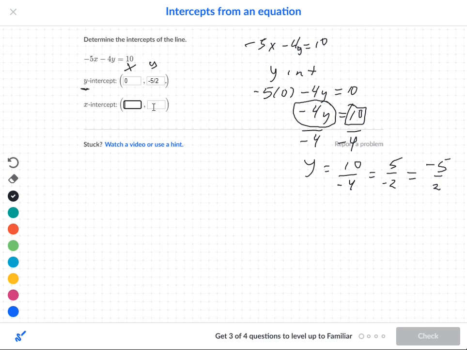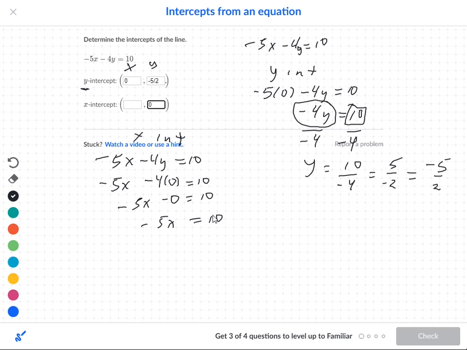Okay, now I want to do my x-intercept. The x should have a number in it, but the y itself is going to become 0. So I'm going to use the same equation: negative 5x minus 4y is equal to 10, but this time I'm doing my x-intercept. So my y will be 0. So I'll say negative 5x minus 4 times 0 is equal to 10. Negative 5x minus 0 is equal to 10. So from here I just have negative 5x is equal to 10.